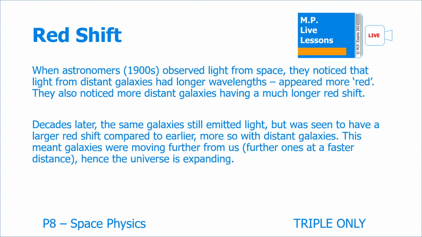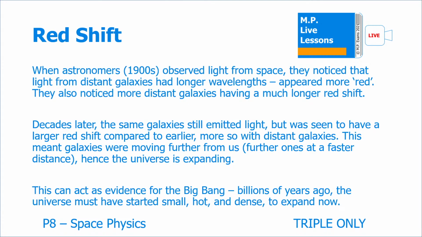Now, decades later, the same galaxies still emitted light, but seemed to have a larger redshift. This meant that the galaxies were moving away from us. In other words, the universe was expanding because no one was really moving at all. This actually acts as evidence for the Big Bang because we must have all started from a hot, dense, small sphere to expand to where we are right now.